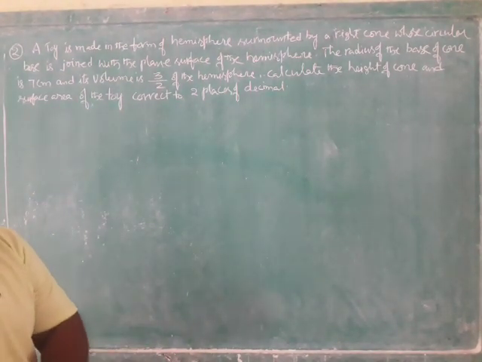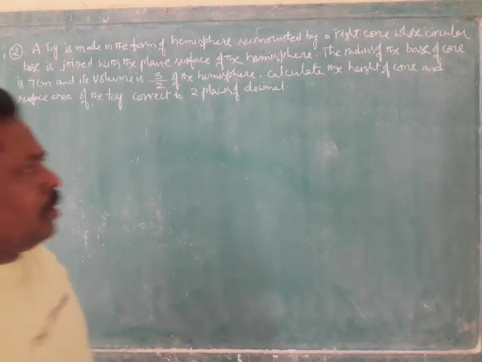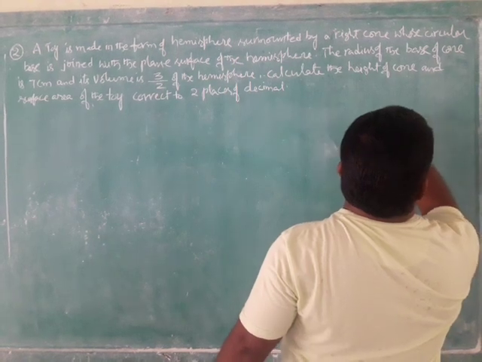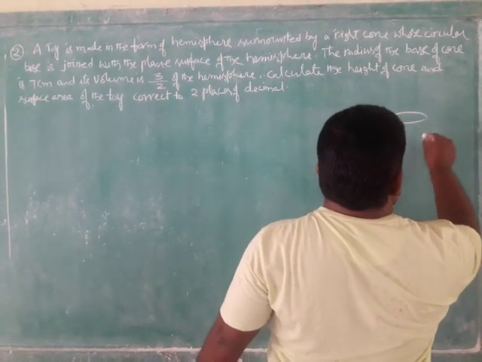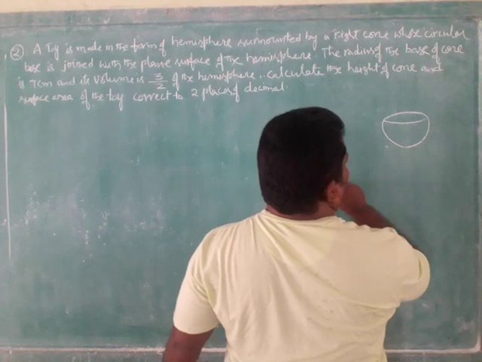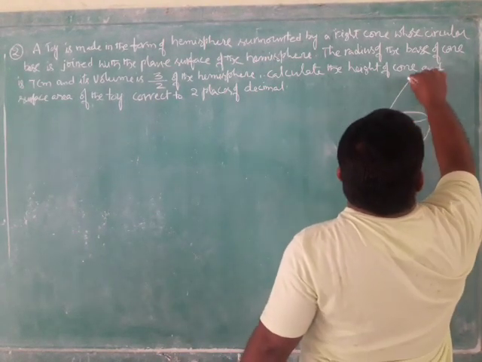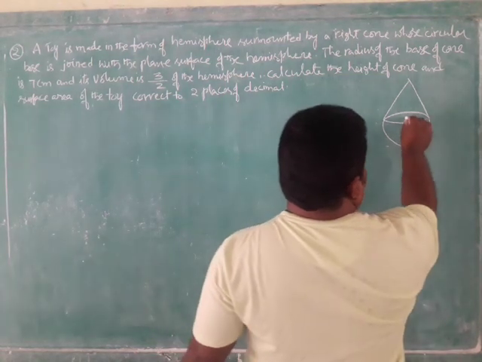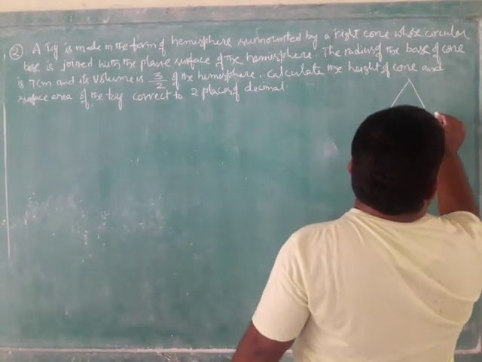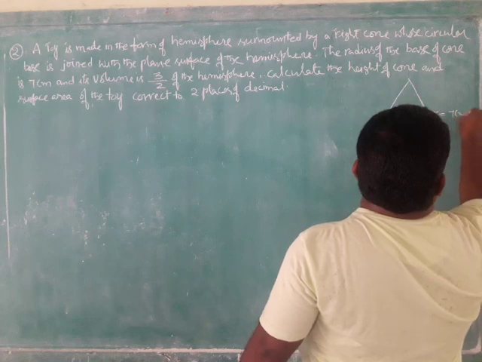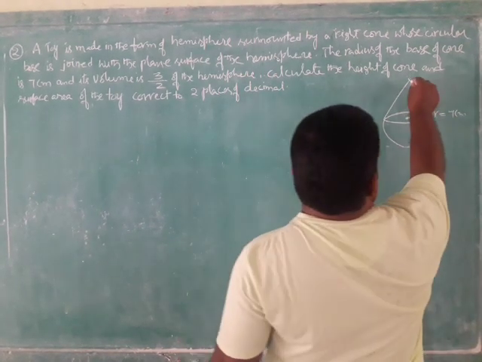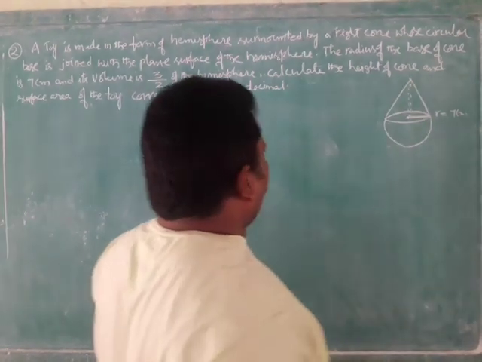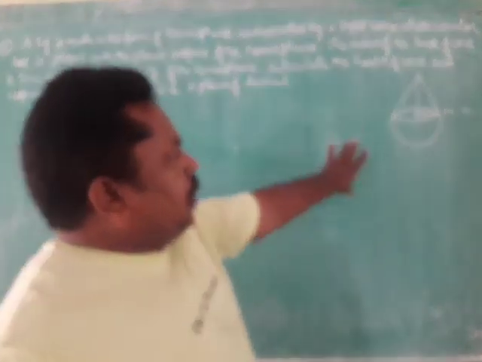Okay, children, see, it is the hemisphere and the surmounted cone on it. Its radius is given, r is equal to 7 centimeters. This is the height of the cone. Finally, it is a toy.